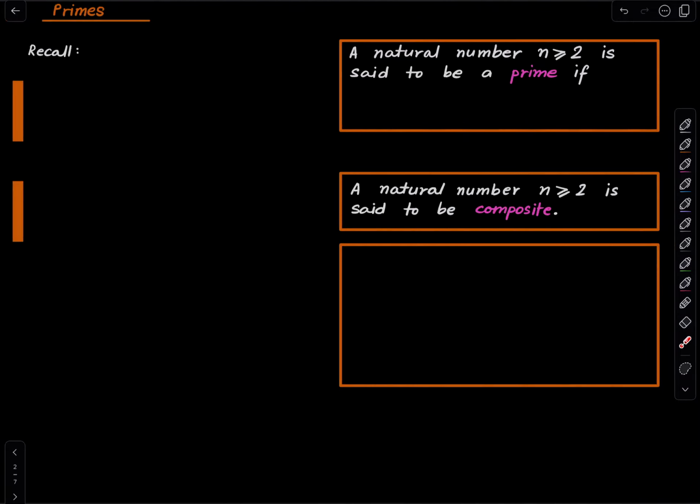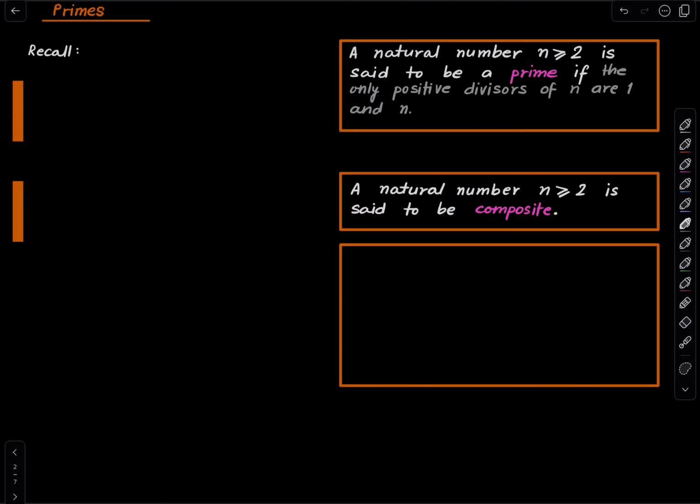Let's recall what a prime is. We have already seen the definition before, and I'm sure you knew this definition from high school, but there is no harm in repeating. So a natural number n at least 2 is said to be a prime if the only positive divisors of n are 1 and n. Right, so that's a prime number.